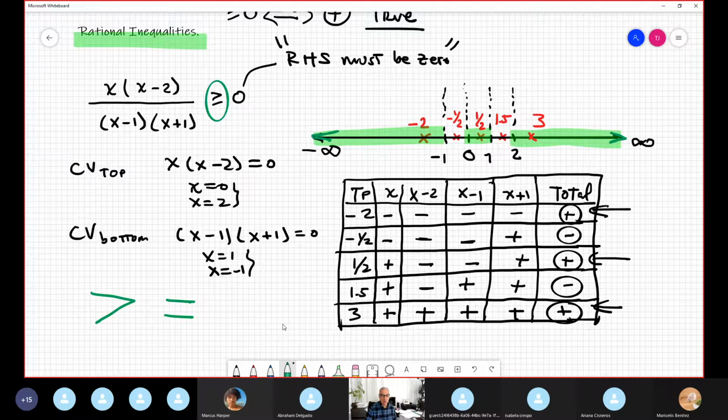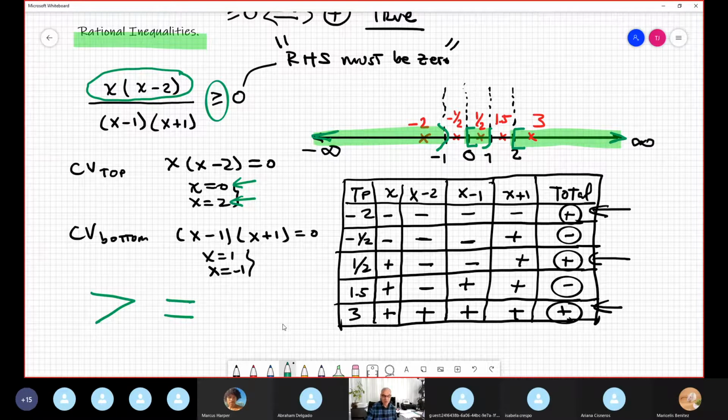Therefore, this is 0 equal to 0 when the top is 0. And the top is 0 in this and this. That means that in 0 y en 2, we have bracket. However, in 1 and negative 1, no. Es 0 denominator que son undefined. No inside the solution. Paréntesis. In conclusion, guys. In conclusion.